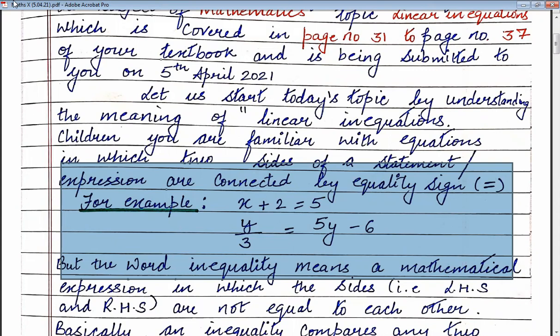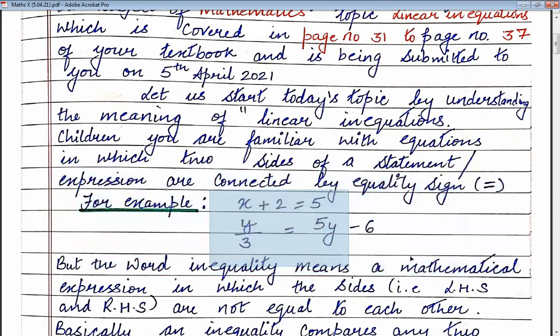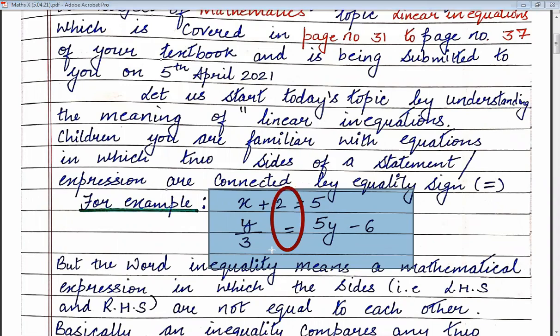Now children, you can have a look on the given example. The first one is x plus 2 is equal to 5, and look at the second one. It is y upon 3 equal to 5y minus 6. Now children, in both the examples we are having equal to sign. So it means these two expressions are called equation.